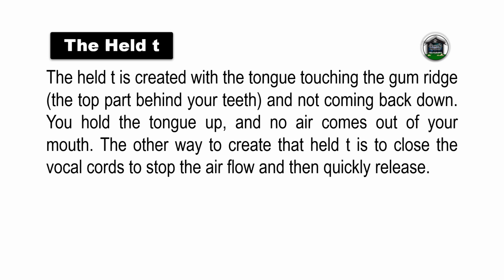The held T is created with the tongue touching the gum ridge and not coming back down. You hold the tongue up and no air comes out of your mouth. Listen to the difference between the released T and the held T. The first word you hear has a released T, and the second word has a held T. Cat, cat. Right, right. But, but. The other way to create the held T is to close the vocal cords to stop the airflow and quickly release.